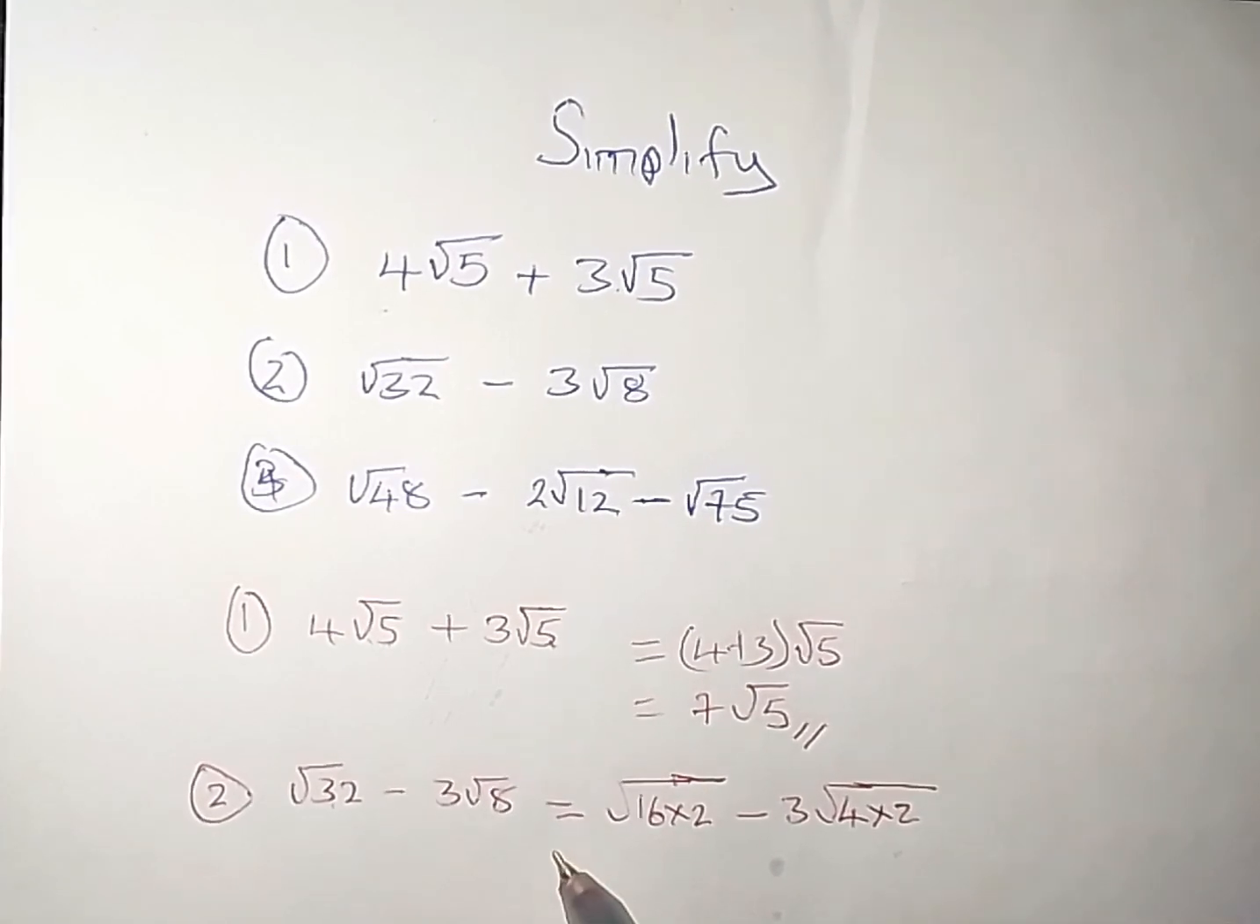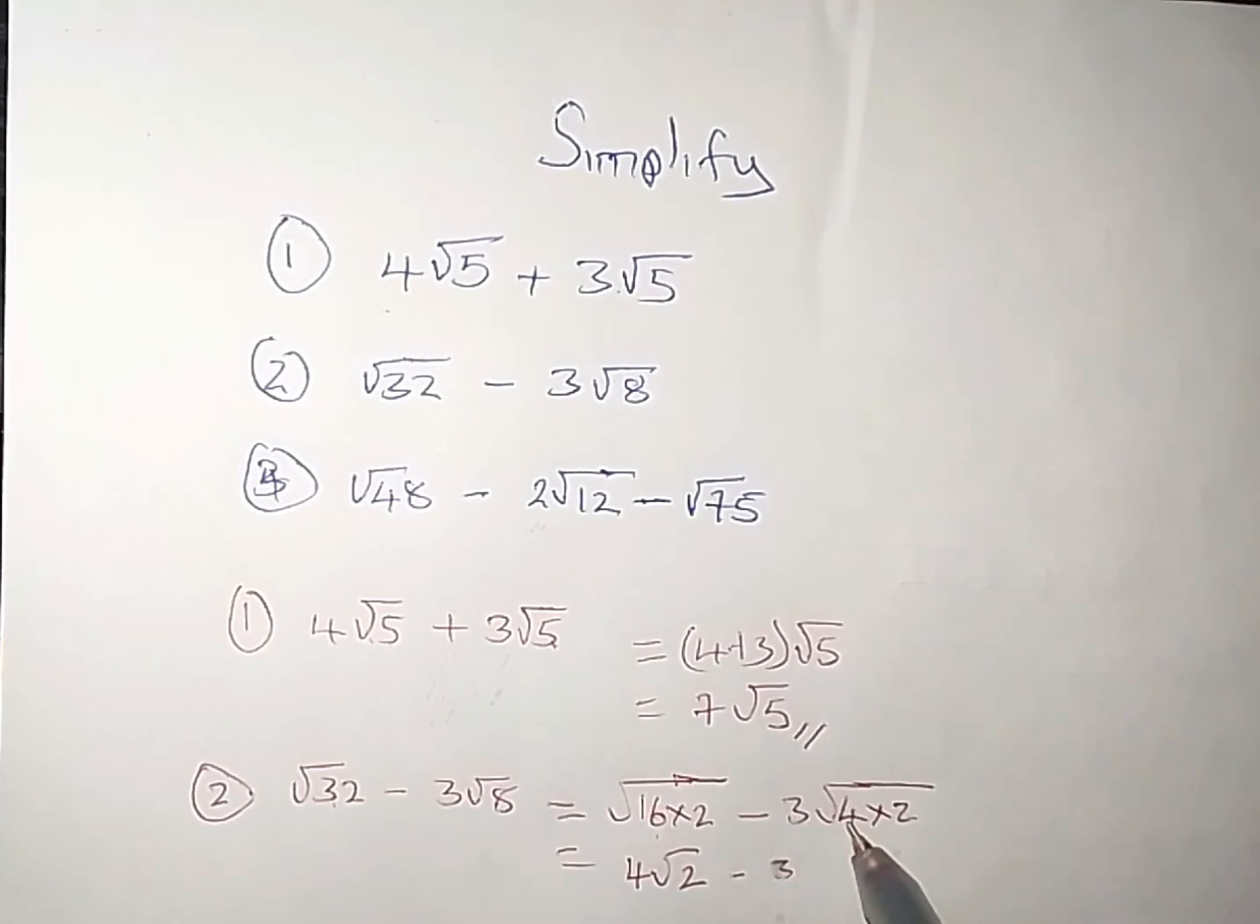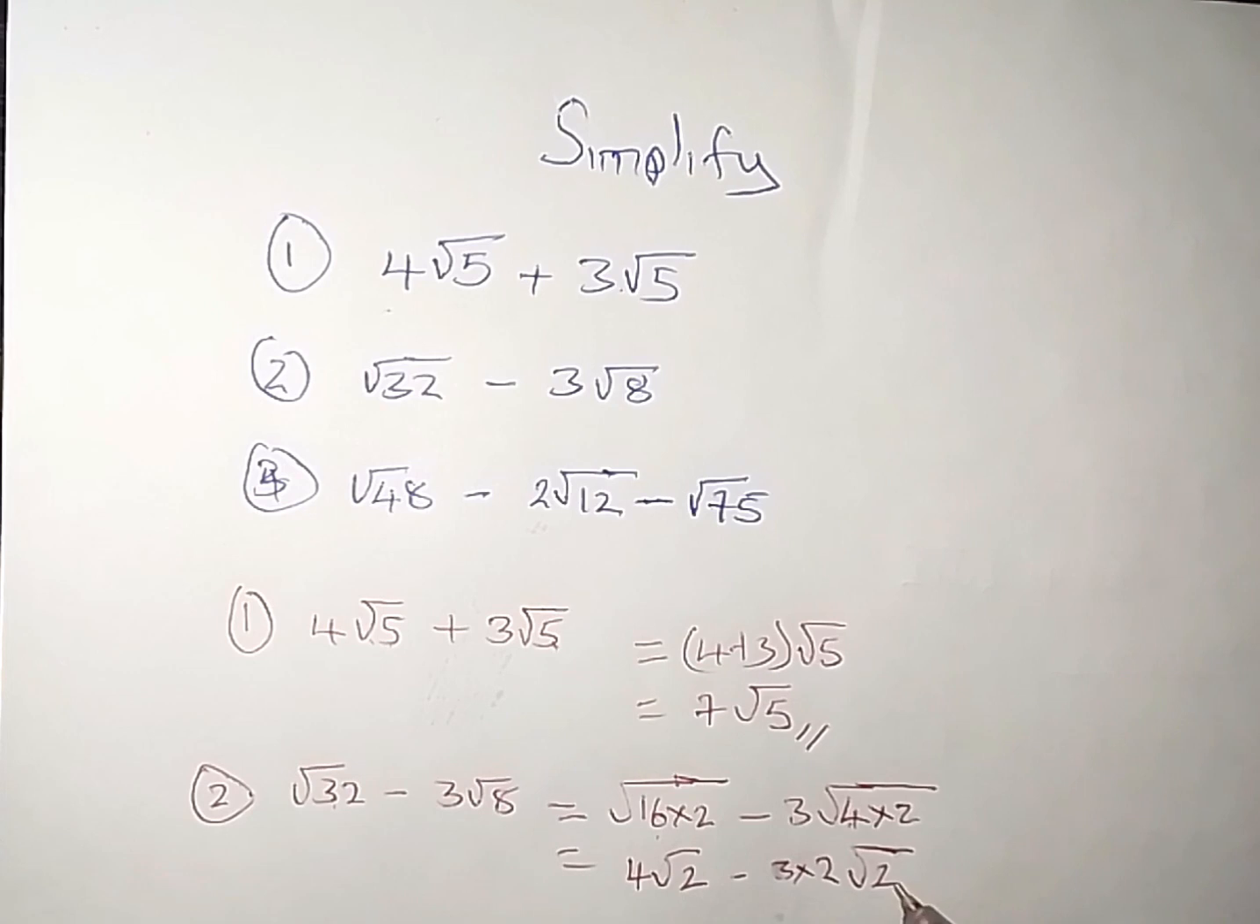So now we can simplify this. Square root of 16 is the same thing as 4 square root of 2, then minus 3 square root of 4 times 2. Square root of 4 is 2, then square root of 2. So now looking at these, the irrational parts are now similar.